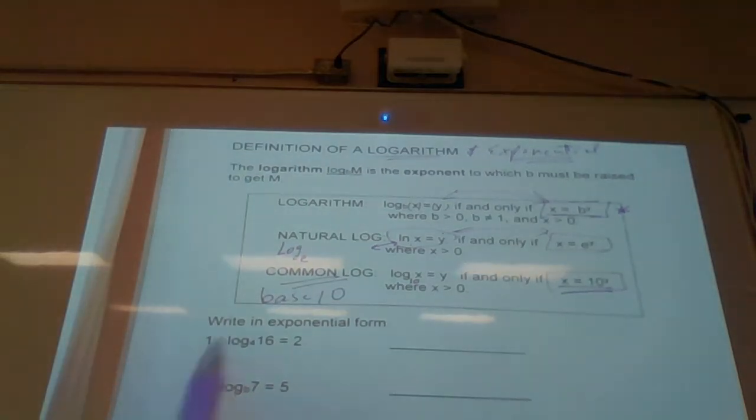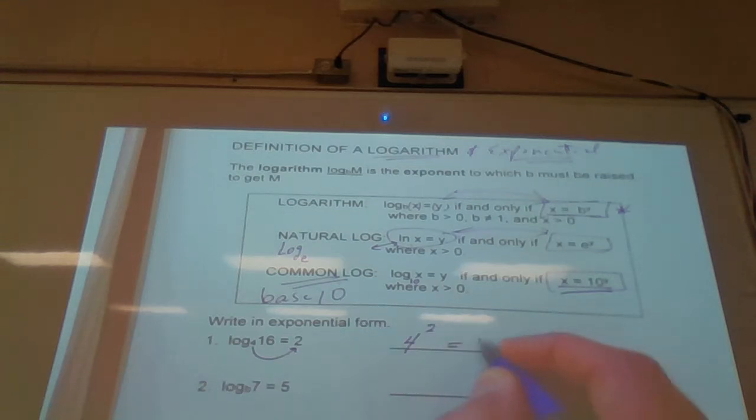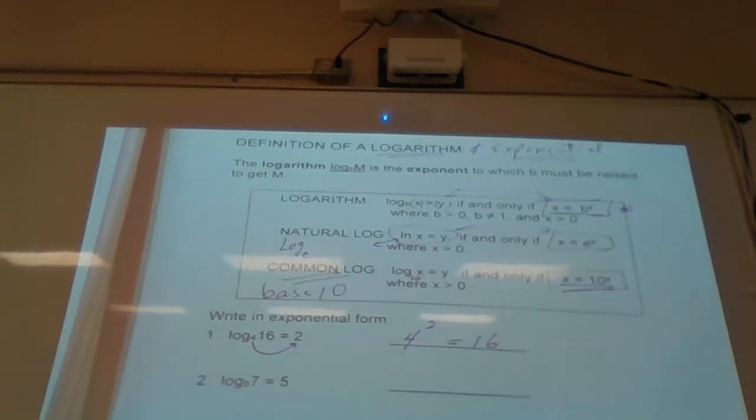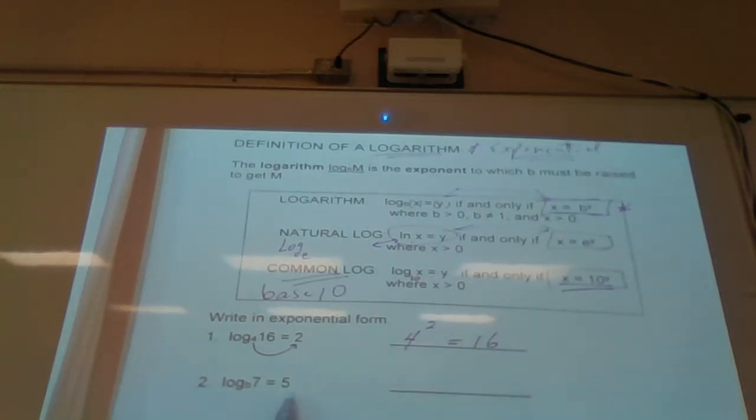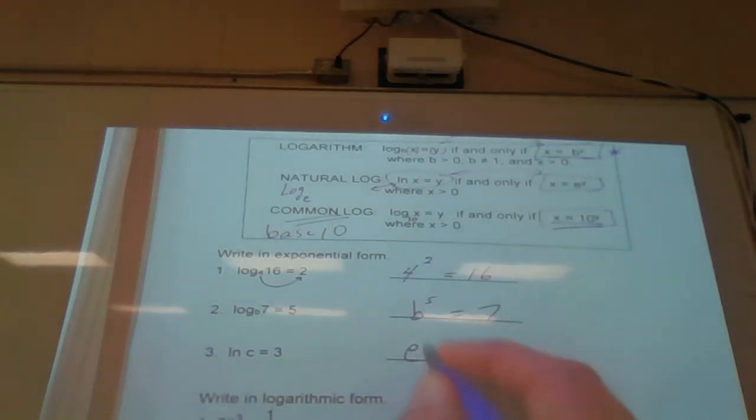It says, write in exponential form. So I'm given log base 4 of 16 equal 2. To change it into exponential form, the base is 4. So it's going to go like this: 4 to the 2 is equal to 16, which is true. 4 squared is 16. This one, b to the 5 is equal to 7. Now this one, it says ln, so I know that's base e. So it's e to the 3 is equal to c.